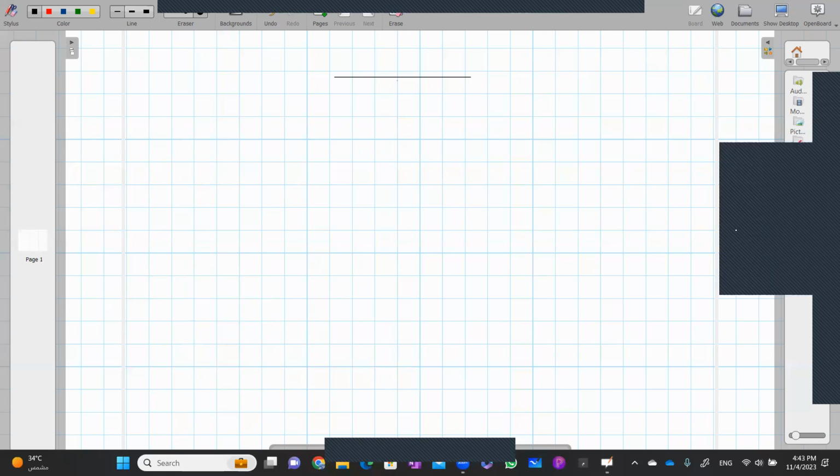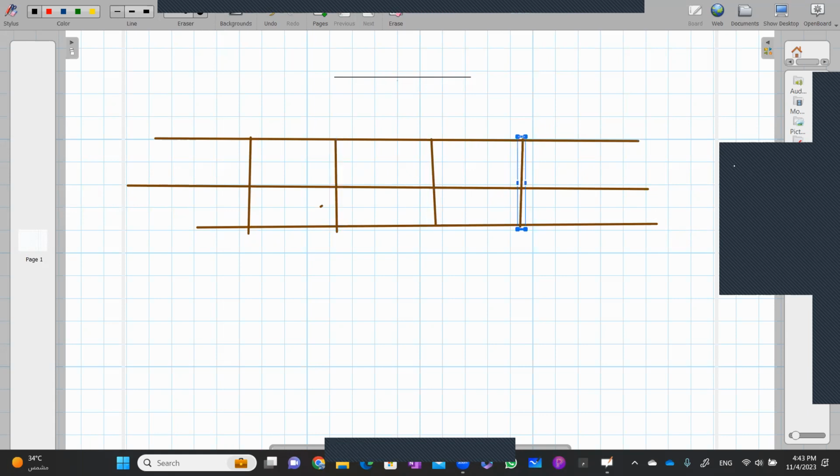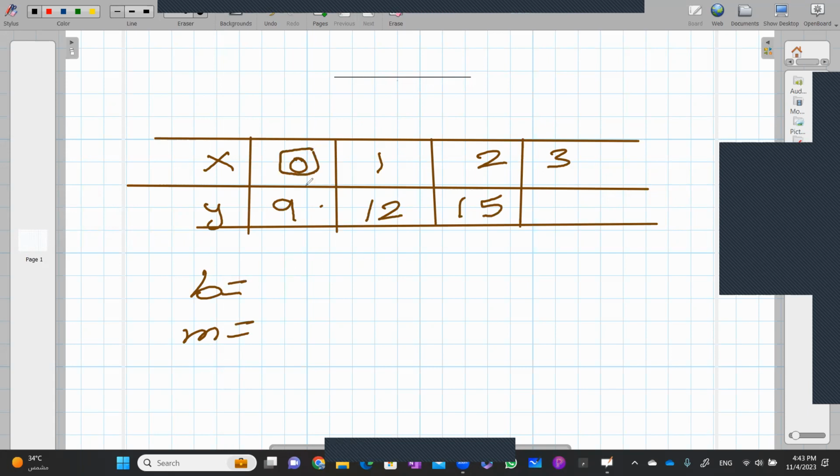If I have, for example, this table, and I have x and y and some points, here x is 0, 1, 2, 3, and here y we have 9, 12, 15. How can I find b, and how can I find m, and how can I write the equation? Here b equals what? When x equals 0, this is b.